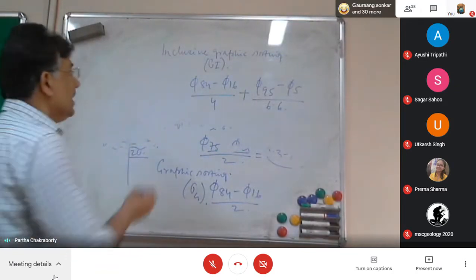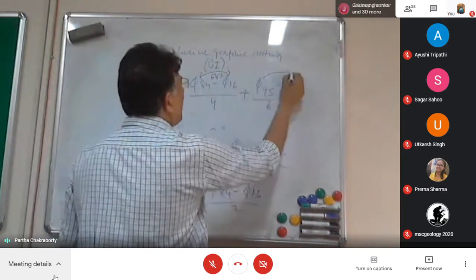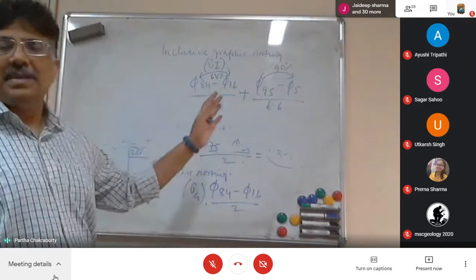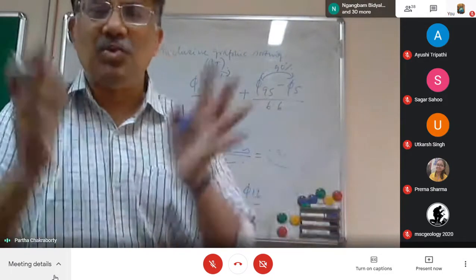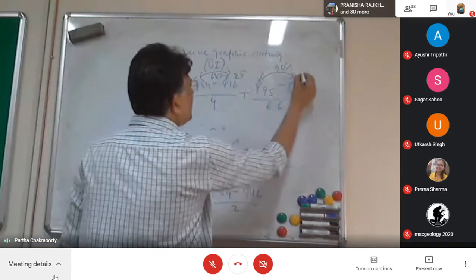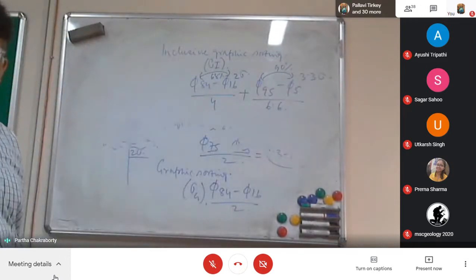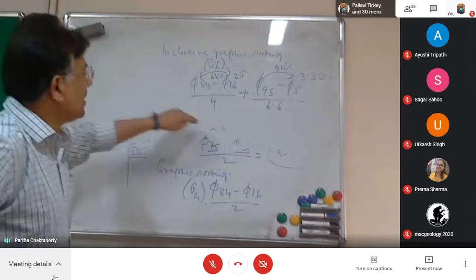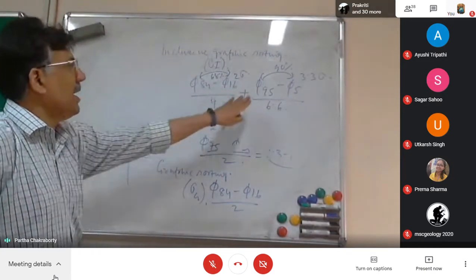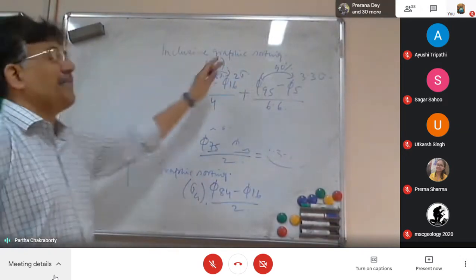So what is this? This is covering 68% of the curve. This is covering 90%. And then you are making an average of them. So this is the 2 sigma, and this is 3.3 sigma. When you make the average, the formula comes: phi84 minus phi16 by 4 plus phi95 minus phi5 by 6.6. This is the inclusive graphic sorting.